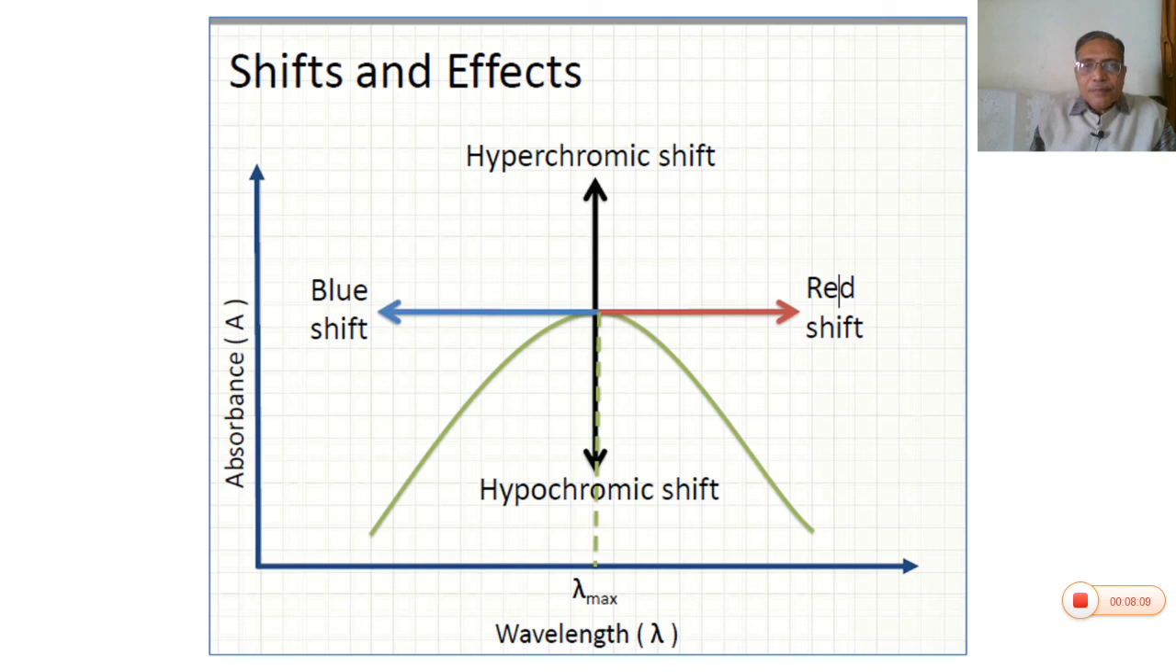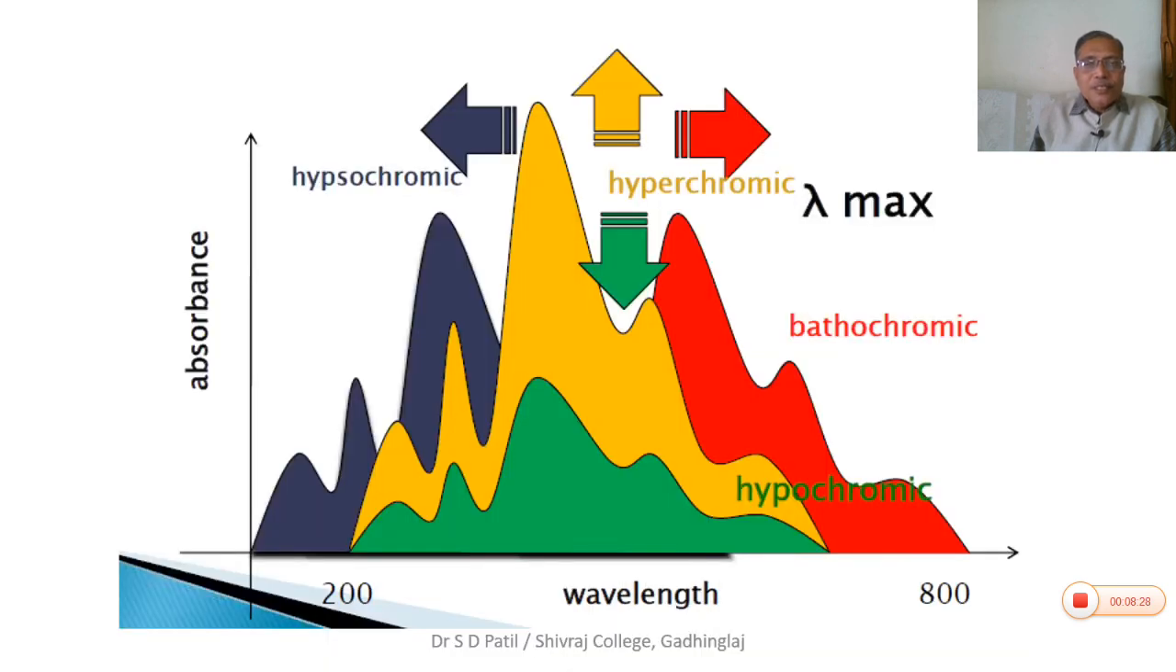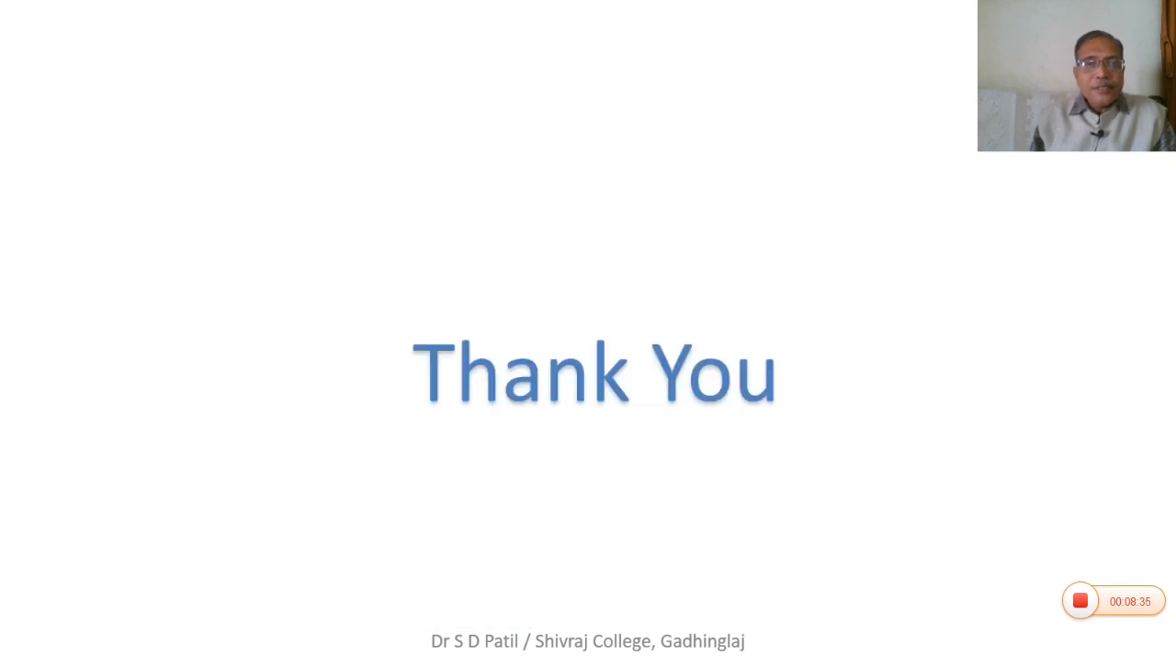This slide explains all these effects in short. There is a red shift to longer wavelength, there is a blue shift to shorter wavelength, there is an increase in intensity, hyperchromic shift, and there is a decrease in intensity, hypochromic shift. So these terms you have to learn carefully, and you must be able to explain and define them and give suitable examples. So friends, once again I will revise in brief in a few words.